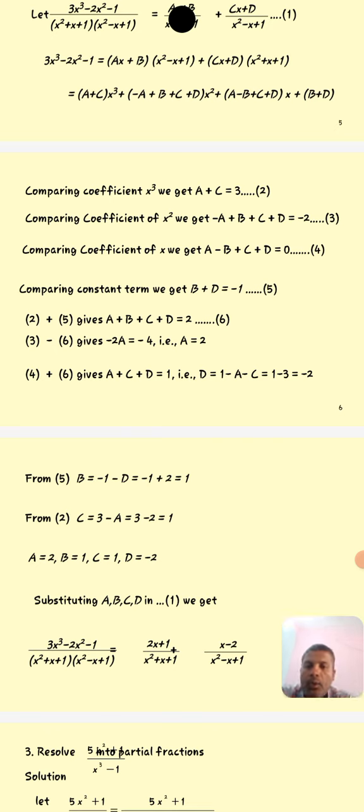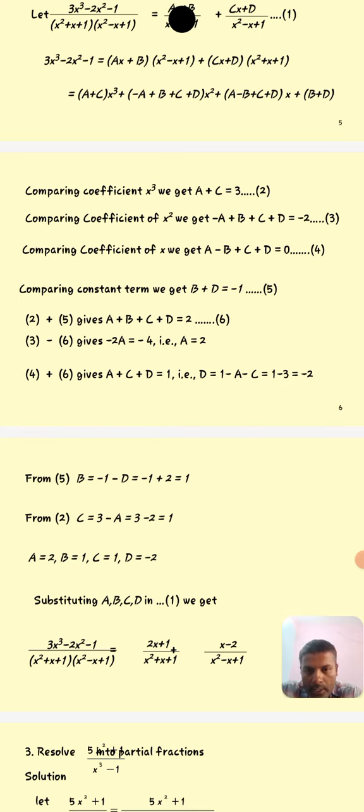From 2, c is equal to 3 minus a. Already we know the a value, so we have to substitute in the place of a. 3 minus 2 is equal to 1. Here we get the value a is equal to 2 and b is equal to 1 and c is equal to 1 and also d is equal to minus 2. These 4 values we have to substitute in the place of a, b, c, d.